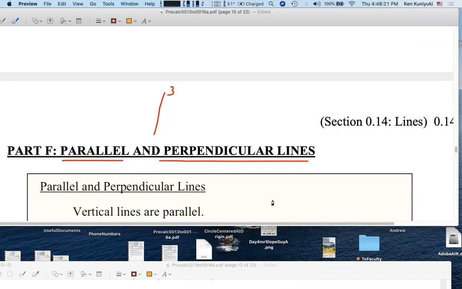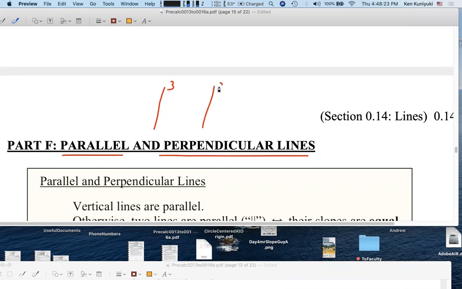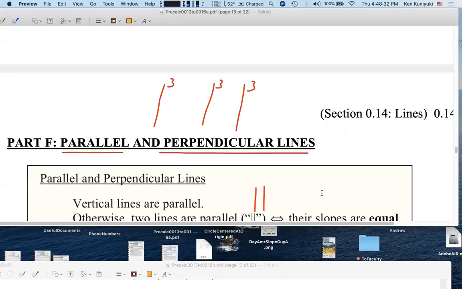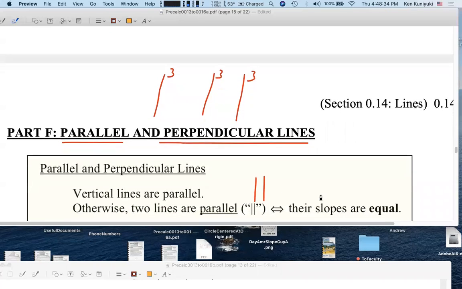Well, a parallel line will have the same slope. All parallel lines will also have slope 3. And all vertical lines are parallel. Yes, vertical lines have undefined slope, but they're still parallel. Otherwise, if they're not vertical, two lines are parallel in the plane if and only if their slopes are equal.